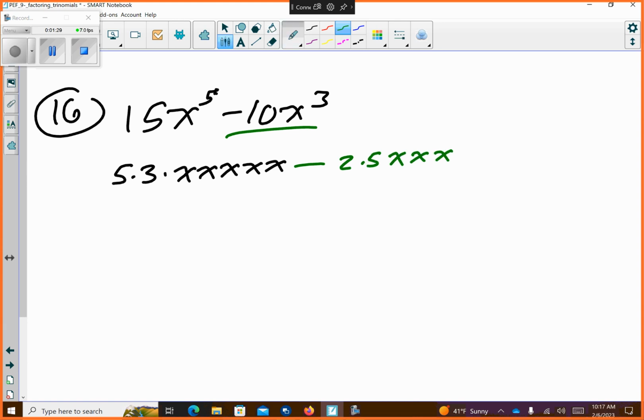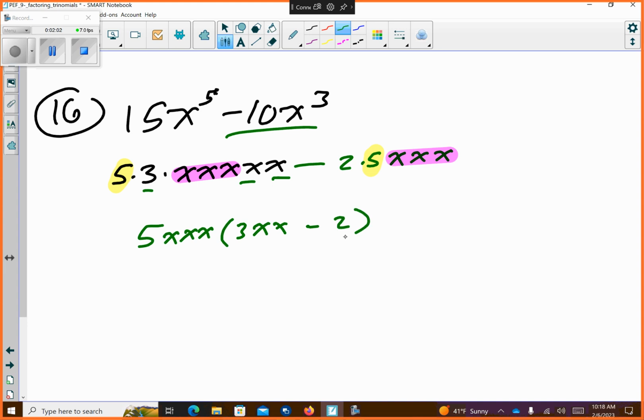Okay. So let's highlight here. So I have a 5 in common on both. Agree? And then I have 1, 2, 3 and 1, 2, 3 x's between the two. Okay, there's nothing else in common between those two terms. Do you agree? Yes. So out in front, I'm going to bring a 5x, and then inside I'm left with 3xx. Okay, and then minus 2.